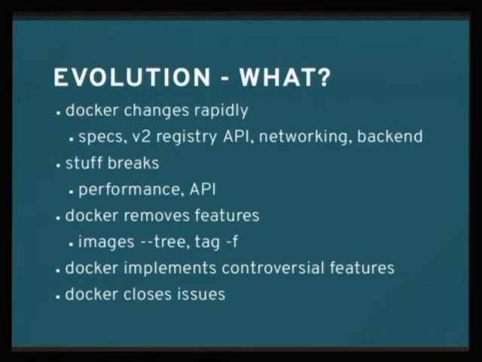Okay, so there are also breaks in performance. For example, in 1.9 there was a change with docker ps. With 1.9, it was slowed down really badly, so they had to fix it in 1.9.1. There are also breaks in API, but those are just bugs which are usually fixed.